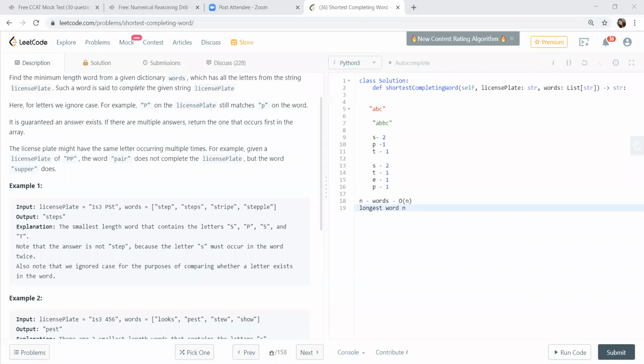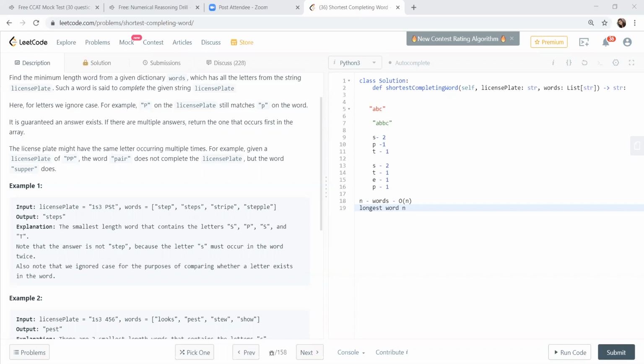Any different approach? Is there a better approach than this? When we calculate the time complexity, in most cases we don't include the length of the longest word. Let's say the longest word itself should be a constant. So in most cases, we calculate the time complexity as order of n, which is the length of the array.